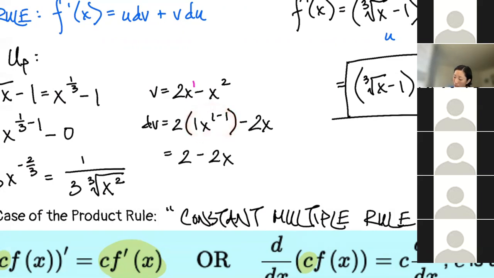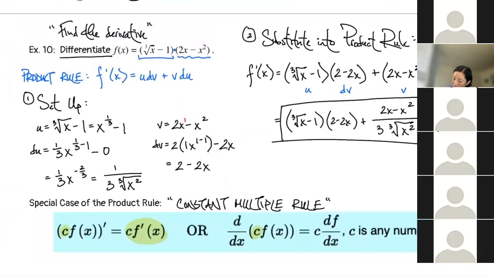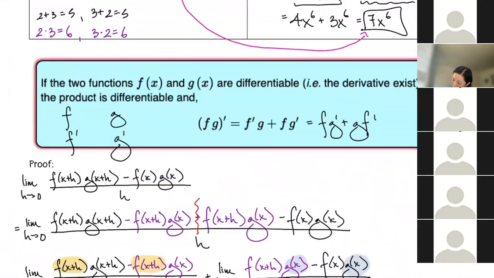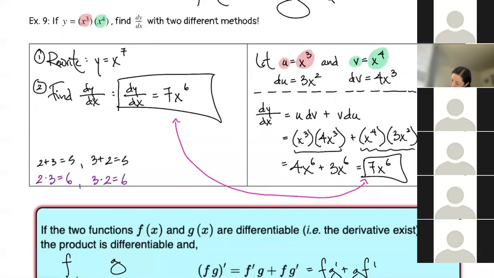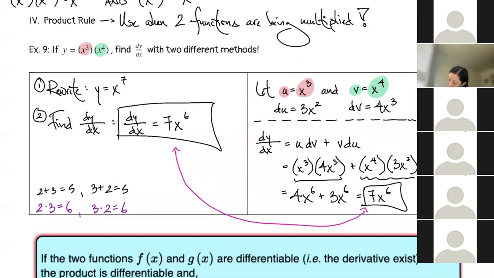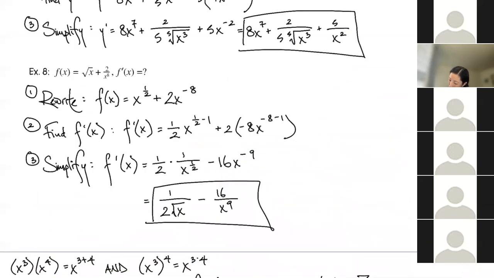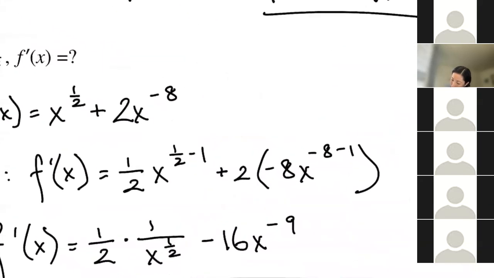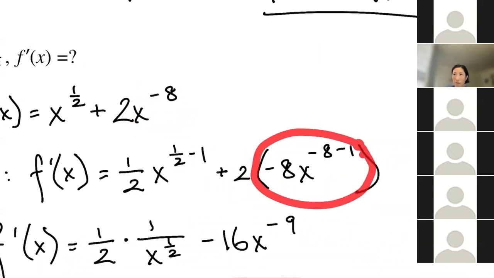Okay. Where else have we seen this? A constant multiplied by a function of x. What did we do with that constant? We kept it out in the front, and then we did the derivative of the function of x.